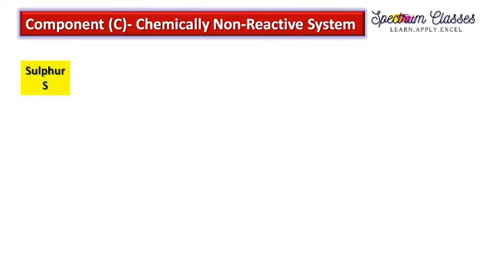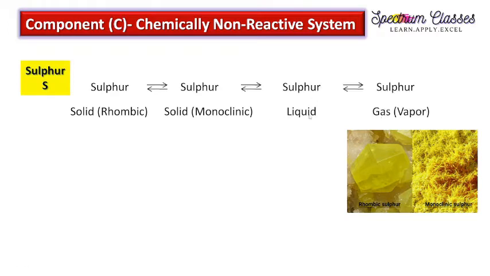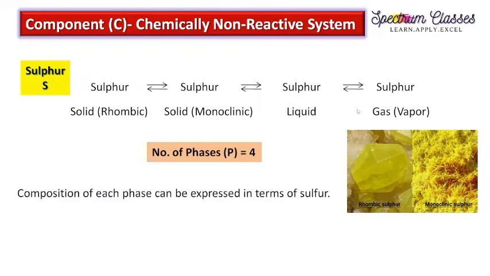Now coming to sulfur, which we have already discussed. Sulfur is present in two different solid forms: rhombic solid and monoclinic solid. It is also present as sulfur liquid and as sulfur vapors. So how many phases are there? Here we have four different phases, because the two solids are considered different phases as they are mechanically separable. So the number of phases is four, and the chemical composition of all four phases will be expressed by the element sulfur. So this is again a one component system.